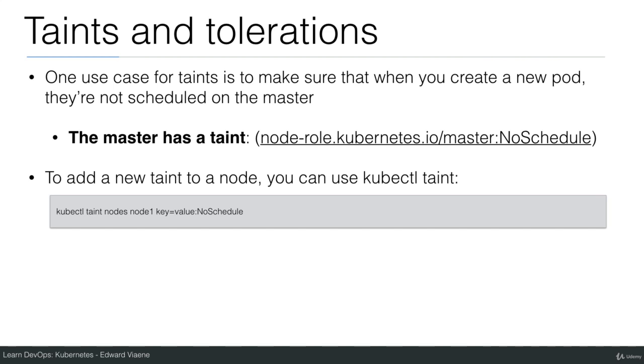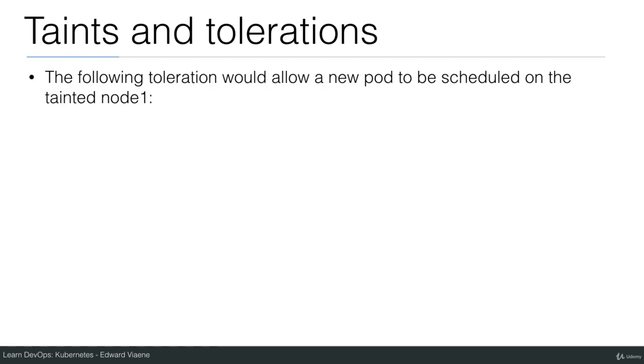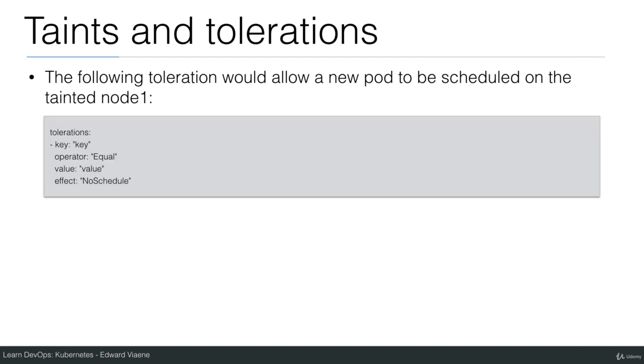So at this point, if you apply this taint, no pods will be scheduled on node1. This will make sure that no pods will be scheduled on node1 as long as they don't have a matching toleration. The toleration needs to match this key=value. The following toleration would allow a new pod to be scheduled on the tainted node1. This toleration you add to the pod specification. It has the key, the operator Equal, and the value, and the effect NoSchedule. So this matches the previous taint that I created on node1.